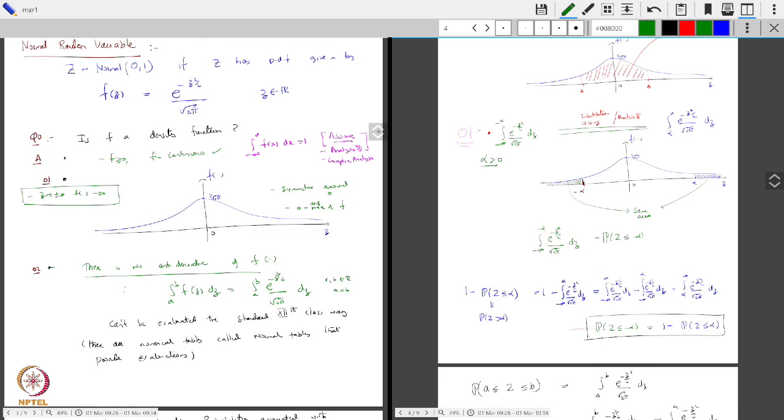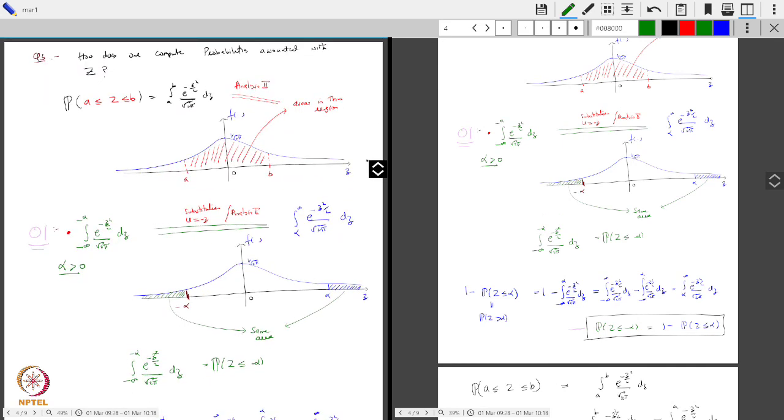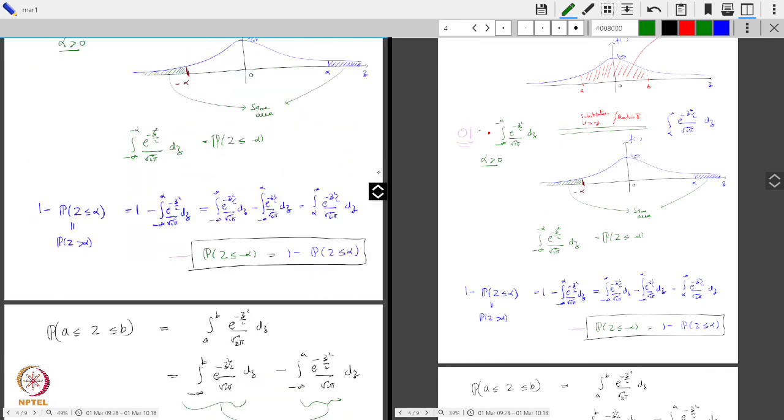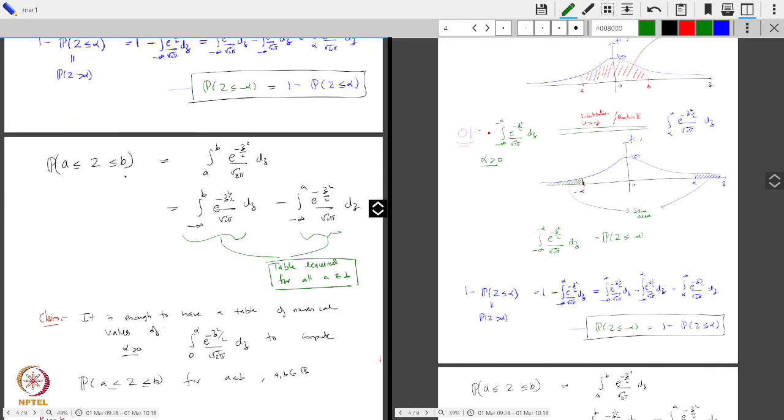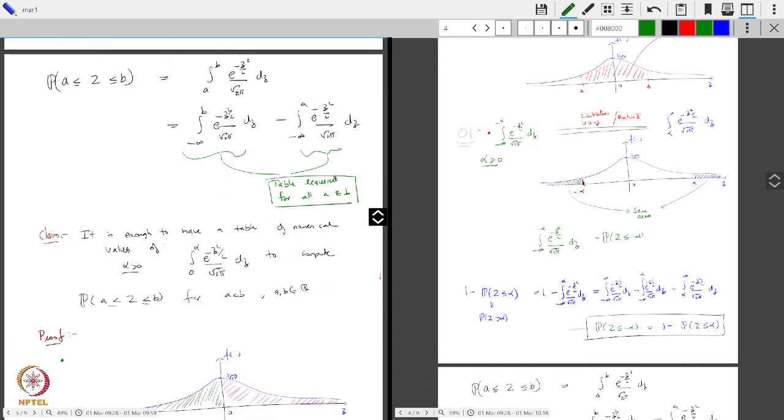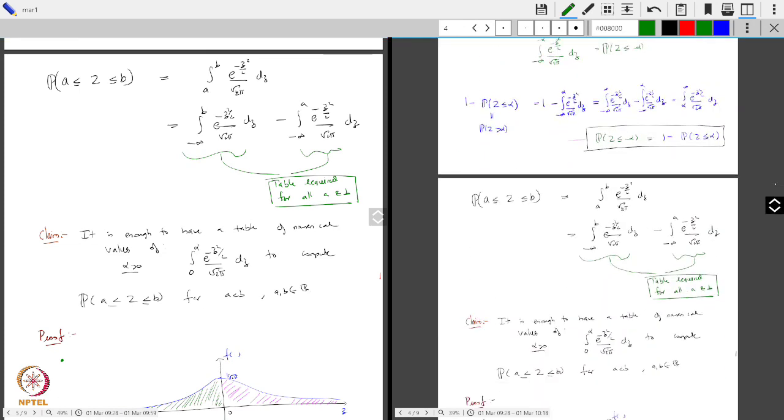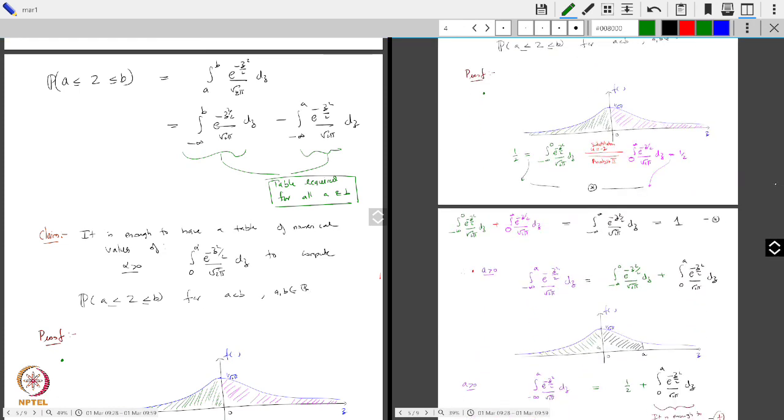Then I said, okay, fine. I want to compute the chance that Z is between A and B. That's what I was after. So I came to the idea that this is the same as the integral from A to B of this, which is the integral from minus infinity to B minus minus infinity to A. Then I said it's enough to compute only the integrals from 0 to alpha for alpha positive to compute this one. And the way we achieve that is through some jugglery.